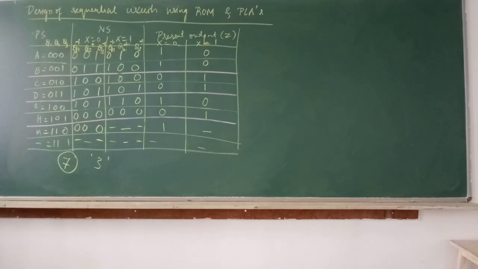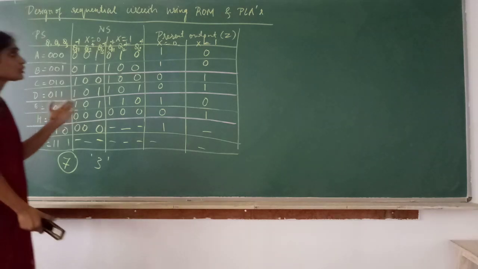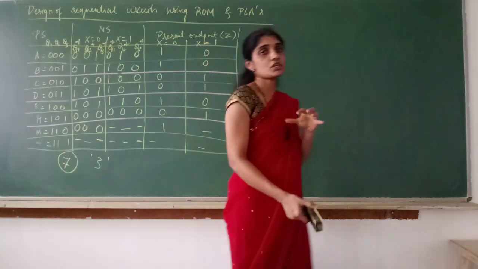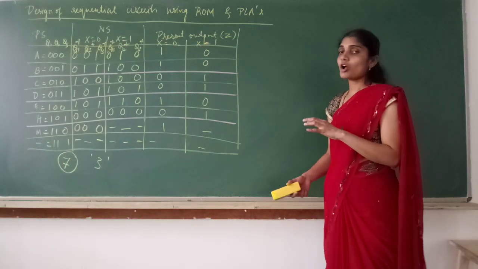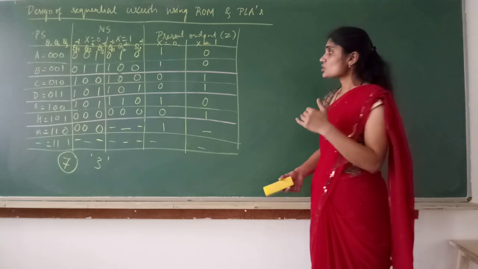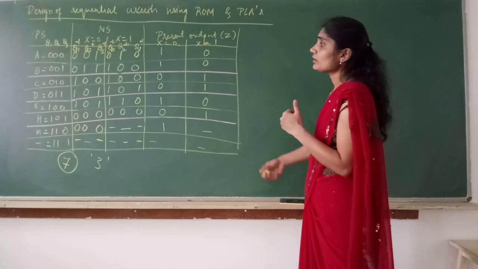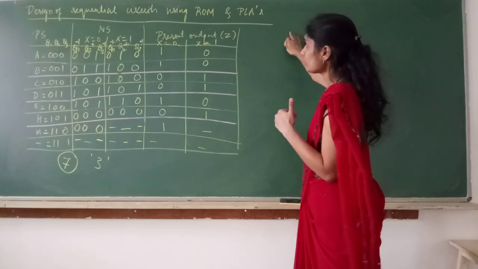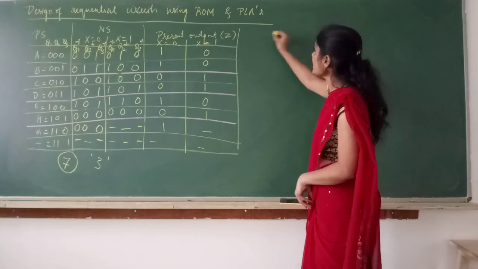Now to implement using ROM, what we are going to do next is write one more table that is actually fed to the ROM. Okay, ROM is read-only memory. You are not going to change it. So the next table will be the inputs. Okay, let me write the table. So the next table will be the same table.